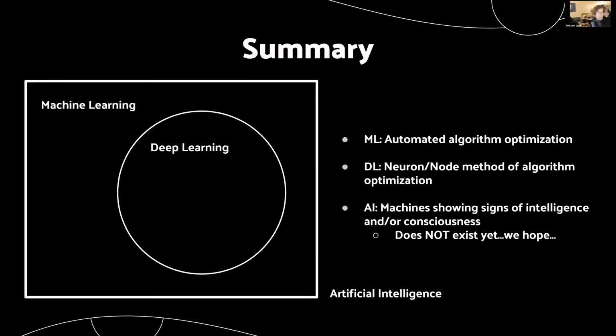So just to summarize, machine learning is automated algorithm optimization, and a subsection of that is deep learning, which essentially uses a neural network model for that optimization. And then the term AI, for my definition, is basically some showing of intelligence or consciousness. And I hope that it doesn't exist yet. It'd be kind of creepy if it does, but that's a problem for another discussion.